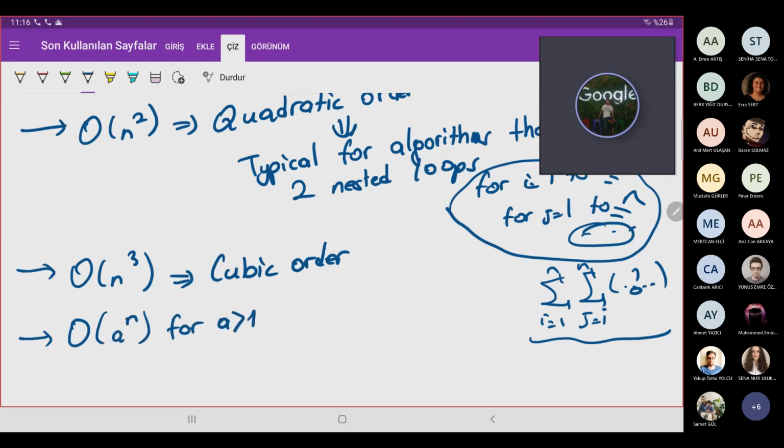For a greater than 1, this is exponential order. This is one of the things that you get confused a lot in the exams. You're given an exponential function, something like 2 to the power n, but you treat it like n square. And then you try to take the derivative as, okay, what's the derivative of 2 to the power n?